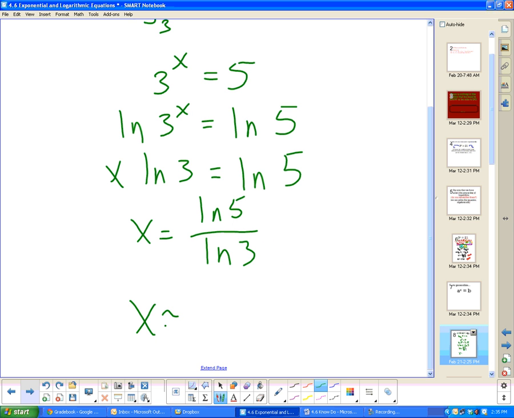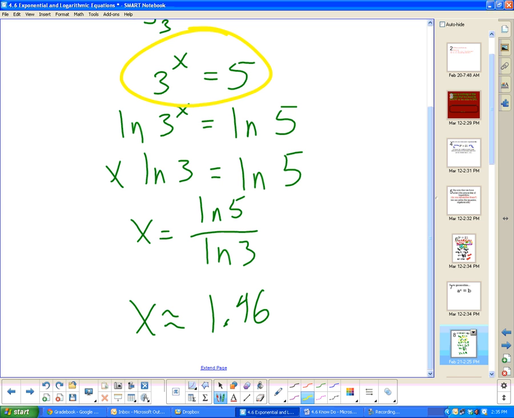Now I have to go to my calculator and evaluate the natural logarithm of 5 divided by the natural logarithm of 3, and I get about 1.46, and that should make sense. If I look at my original equation, 3 to the first is going to be 3, and 3 squared will be 9. So 3 to the x equals 5 is going to be somewhere between 1 and 2. And that is our value of x.